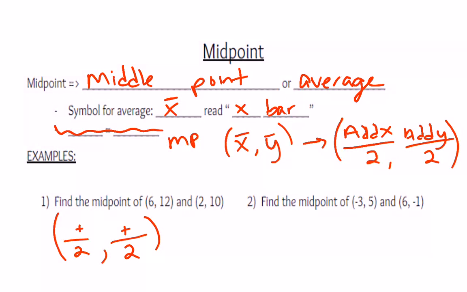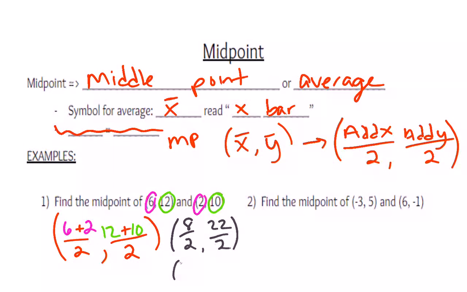It's a point. X's go first. So my two x values are 6 and 2, and then my y values are 12 and 10. And now we're just going to simplify. 6 plus 2 would be 8. 12 plus 10 is 22. 8 divided by 2 is 4, and 22 divided by 2 is 11.